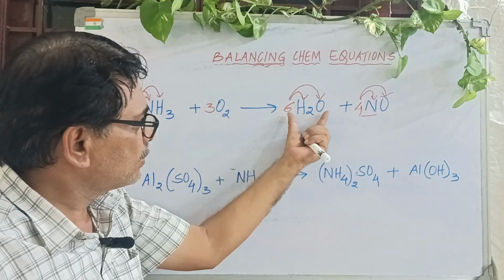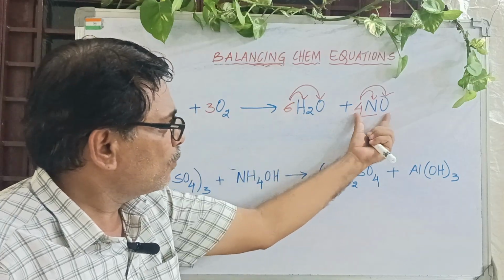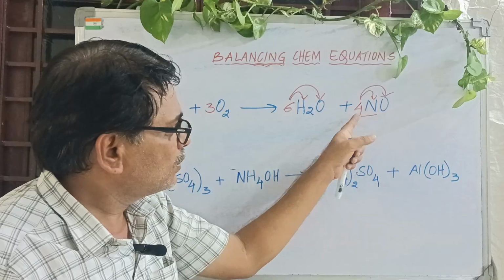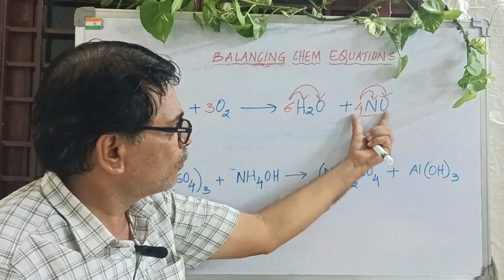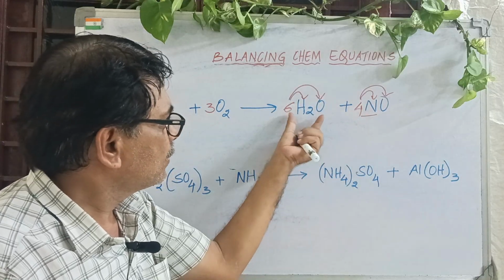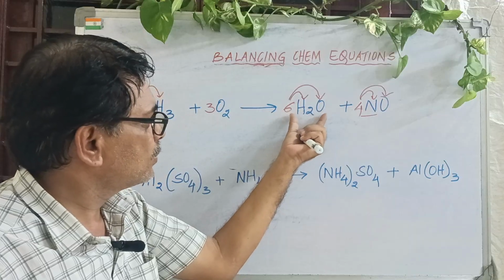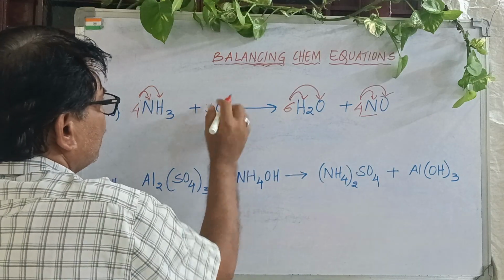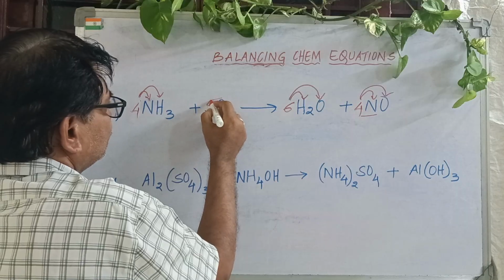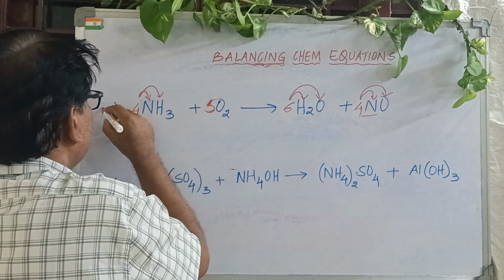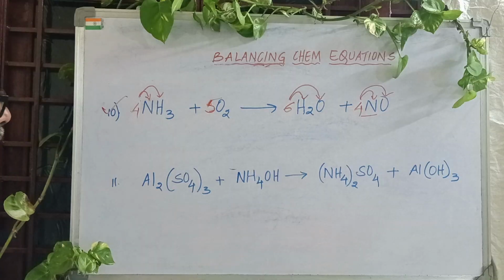Oxygen, see, oxygen 6 here. 6 plus 4, because this 4 is applicable for both. So 4, 4, 4 plus this 6 is applicable for all. So 6, 10. Therefore, you make this 5. Balanced. Now we'll see the last one.